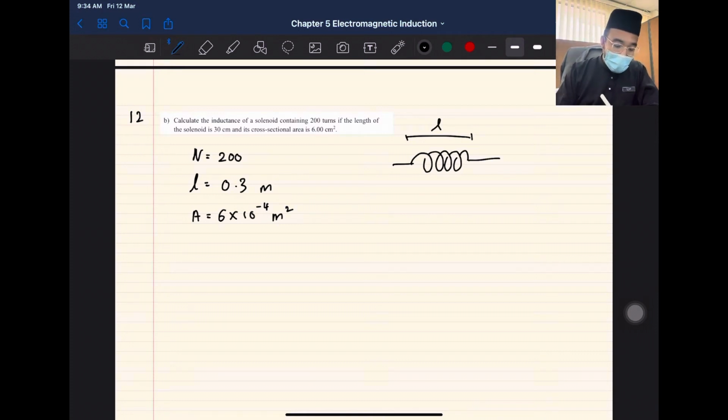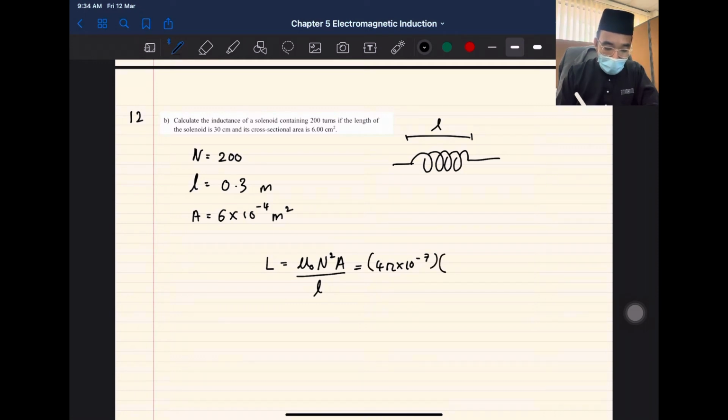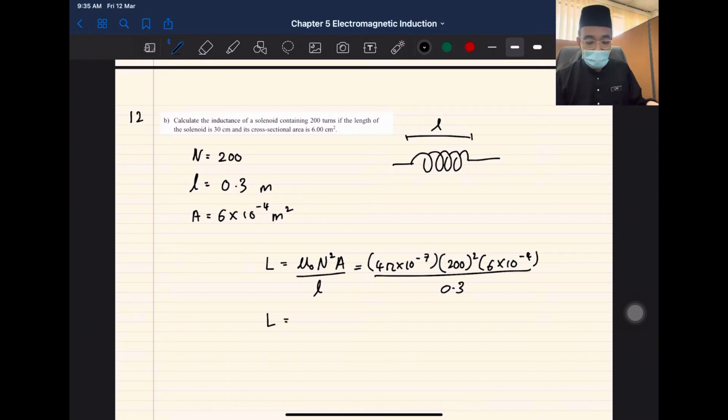If you want to calculate self-inductance, the formula is L. If mutual inductance, the formula is M. So it will be mu naught N squared A over L. Okay, get used to looking at the formula sheet in front of your tutorial book. So it will be 4 pi times 10 negative 7, N equals 200 squared, don't forget, 6 times 10 negative 4. The length here equals 0.3. They actually give you in centimeter, and you just change to SI units.